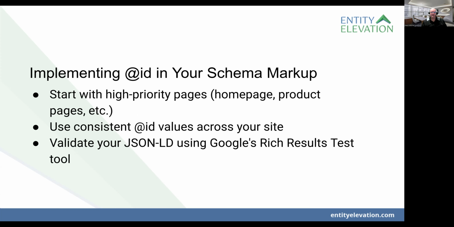These are often the pages that will benefit most from clear entity identification and linking, but use a consistent @ID value across your site. If you mention the same entity on multiple pages, use the same @ID for it each time. This consistency helps search engines build a coherent understanding of your content. And after implementing, always validate your JSON-LD using Google's Rich Results Test tool. This will help you catch any errors and ensure that your structured data is being interpreted correctly. Remember, implementing @ID is not a one-time task. As you add new content or update existing content, make sure to include and maintain appropriate @ID values.